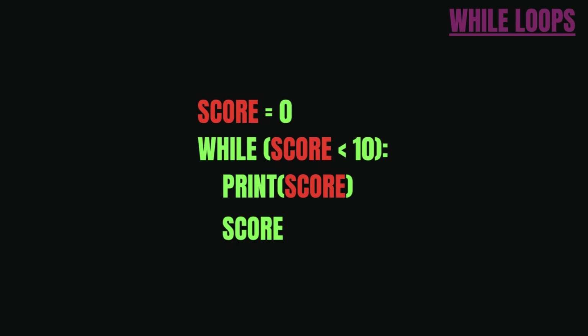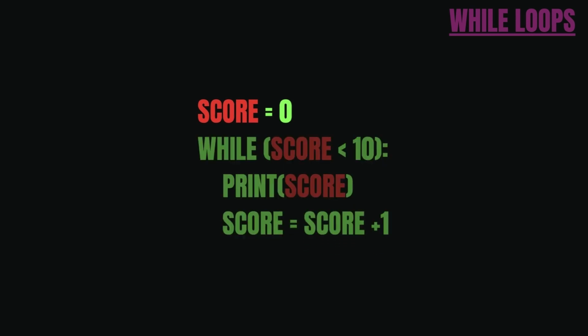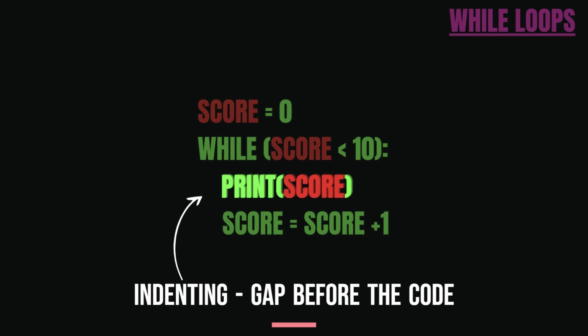Let's look into an example of a while loop. On the first line, I am creating a variable called score and setting it to an integer that is 0. To start the while loop, use the word while, then the condition in brackets, and a colon at the end. The condition that is used will need to be true for the loop to keep looping. For example, my condition is, if score is less than 10, and currently score is 0, so the condition is true. Now, for the code in the loop, make sure it is indented.